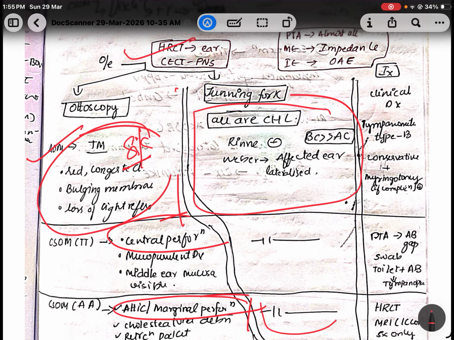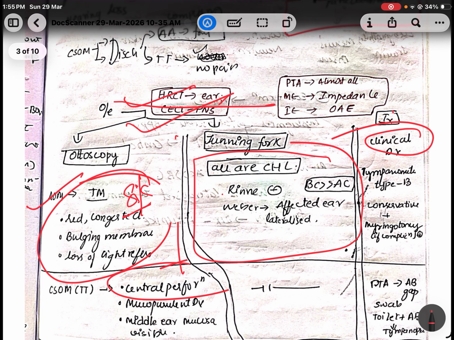For the ear anywhere, if it's an operative case, then HRCT is the best, and for the nose, CECT is the best. These are the main important things. You can write that AOM is a clinical diagnosis. Also, the major broad divisions you need to write under investigations: first, audiological investigation is a must, either pure tone audiometry.